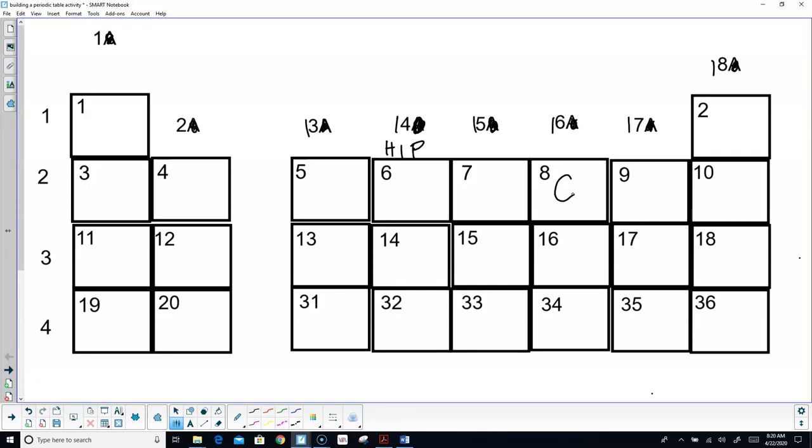Now, the other thing it tells us, because we know C is there, is that M and S are going to go here. So it's either going to be CMS or CSM. We don't know which way it goes yet, but for now, that's where it's got to be.